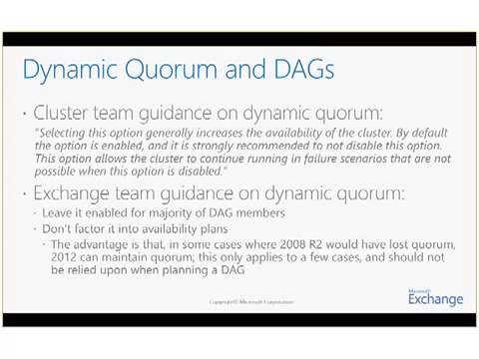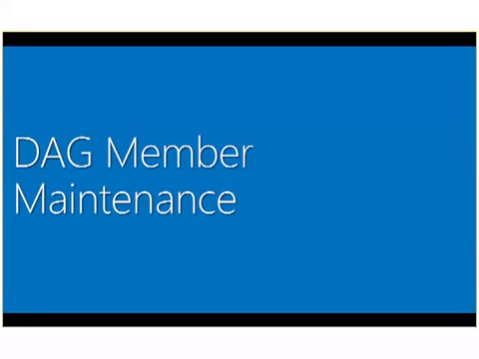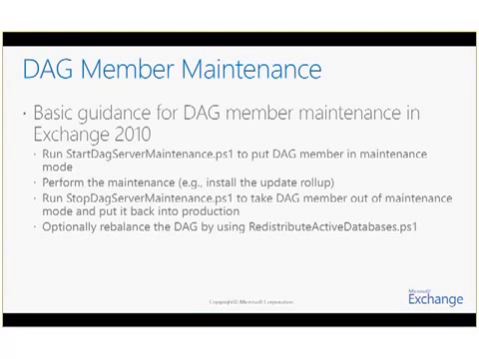All right, let's talk about DAG member maintenance. Now, the basic guidance for performing maintenance on a DAG in Exchange 2010 was to run a script that we included called StartDagServerMaintenance. That put the DAG server into maintenance mode. Then you would perform whatever maintenance, install an update, perform hardware maintenance, and so forth. Then you would run another script we included called StopDagServerMaintenance, and that would take the DAG server out of maintenance mode and put it back into production. And then there was this optional step of rebalancing your DAG and redistributing your active databases across your DAG members.